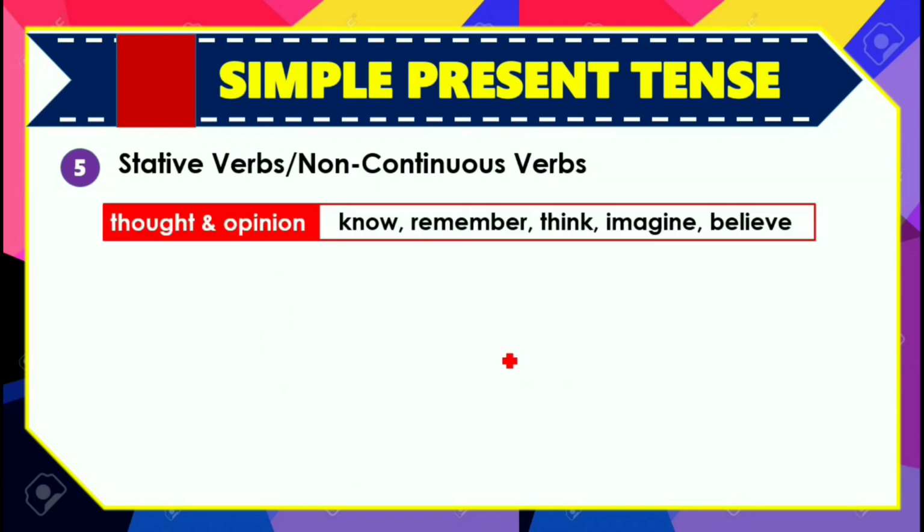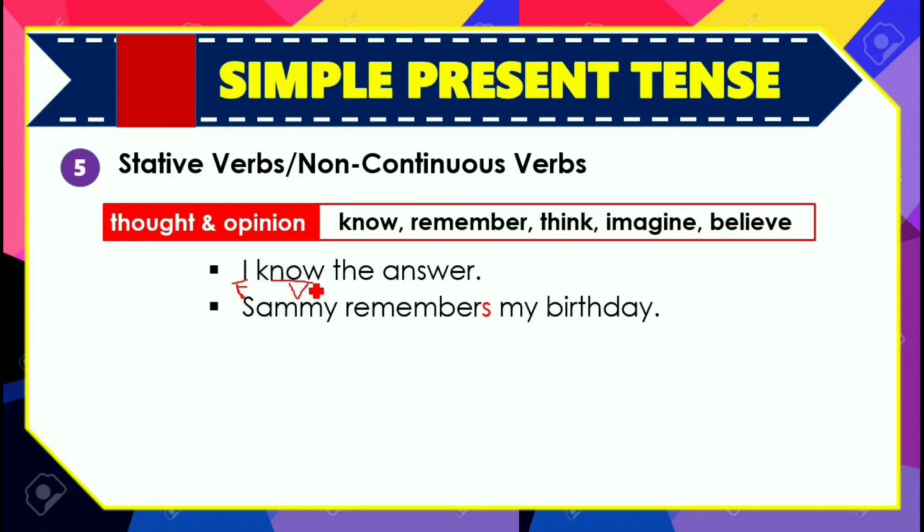stative verbs. Stative verbs relate to thoughts and opinions: know, remember, think, imagine, believe. So again, these are all verbs. They do not show physical action. I know the answer. Here is our subject, I, and here is our verb, know. Sammy remembers my birthday. So Sammy is our subject, which is singular, and our verb is remembers, which is also singular. We added an s to it.